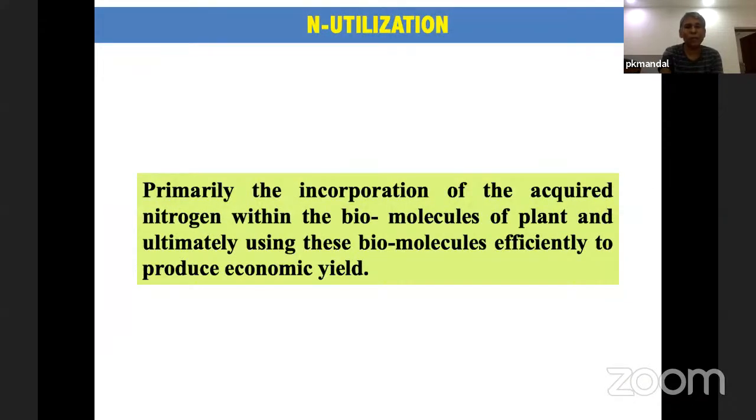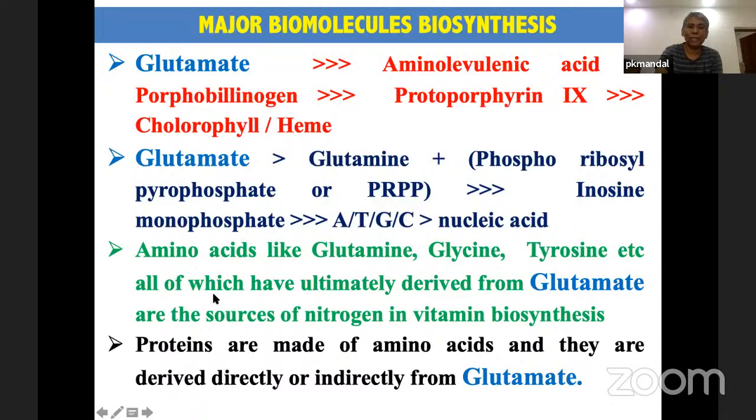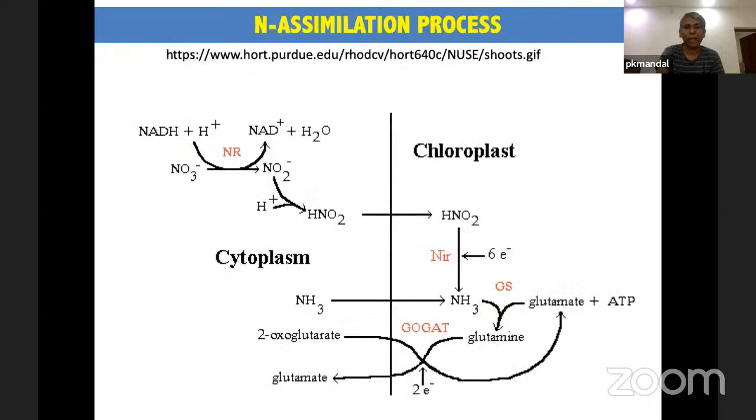So primarily it is the incorporation of the acquired nitrogen in the biomolecules of the plant, and ultimately using these biomolecules efficiently to produce the economic yield. Taking is not all. Synthesizing proteins and making your body or biomass is not all. You have to reflect that in an economic yield. Okay. So when you are talking about the assimilate, glutamate is the assimilate. And this glutamate is involved in everything, for chlorophyll, for nucleic acid, for any kind of thing. This glutamate is the first amino acid which is produced, and from there everything happens.